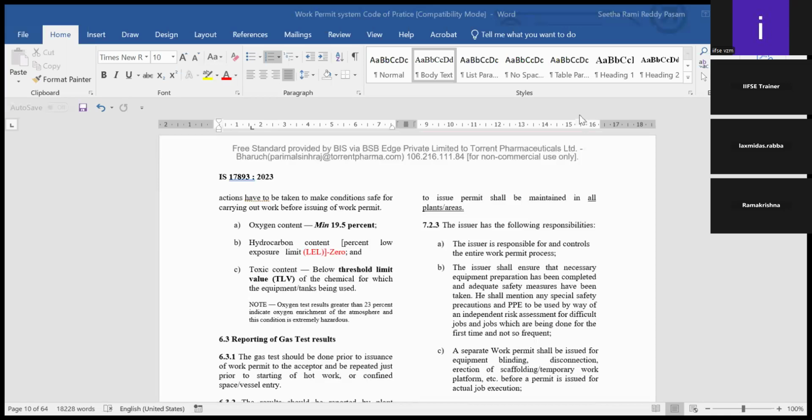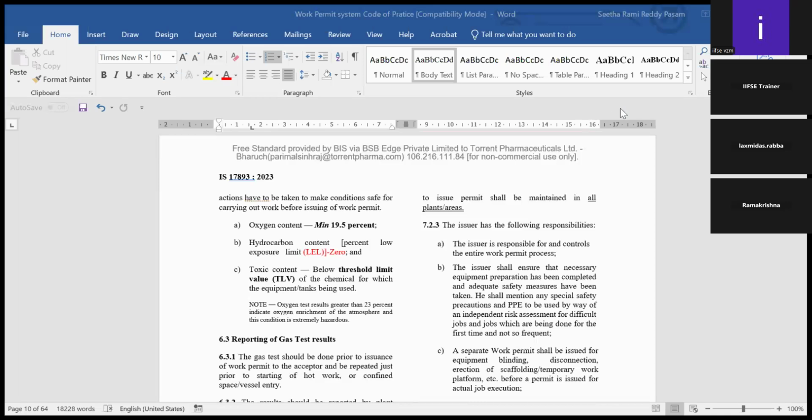Oxygen minimum is 19.5. If it is below 19.5, we are not supposed to allow anybody to enter. It should be above that. Maximum it will show is 23%, within the limit, no issue. If it is above 23, it is called oxygen enrichment. In such cases, we are not supposed to allow any hot works.